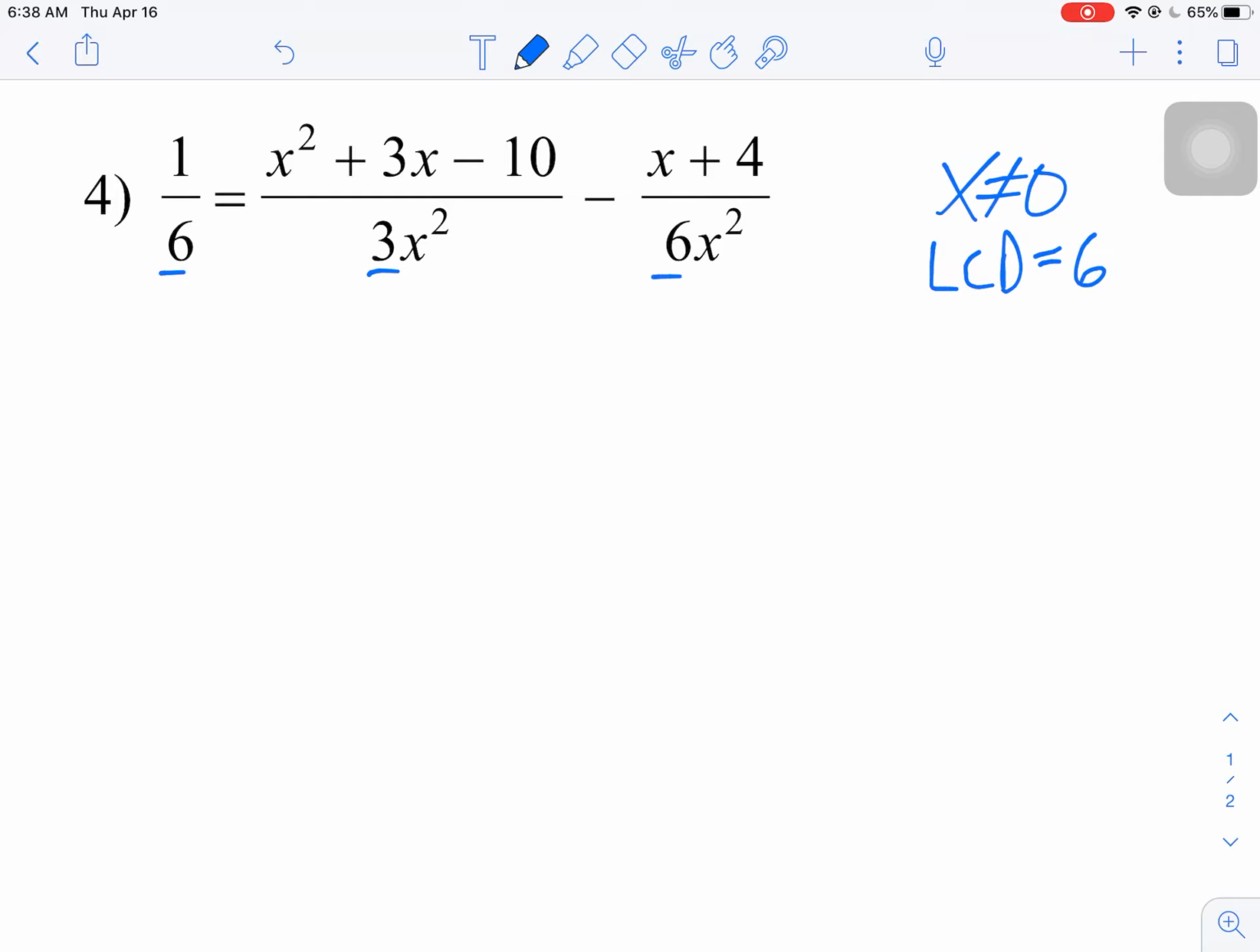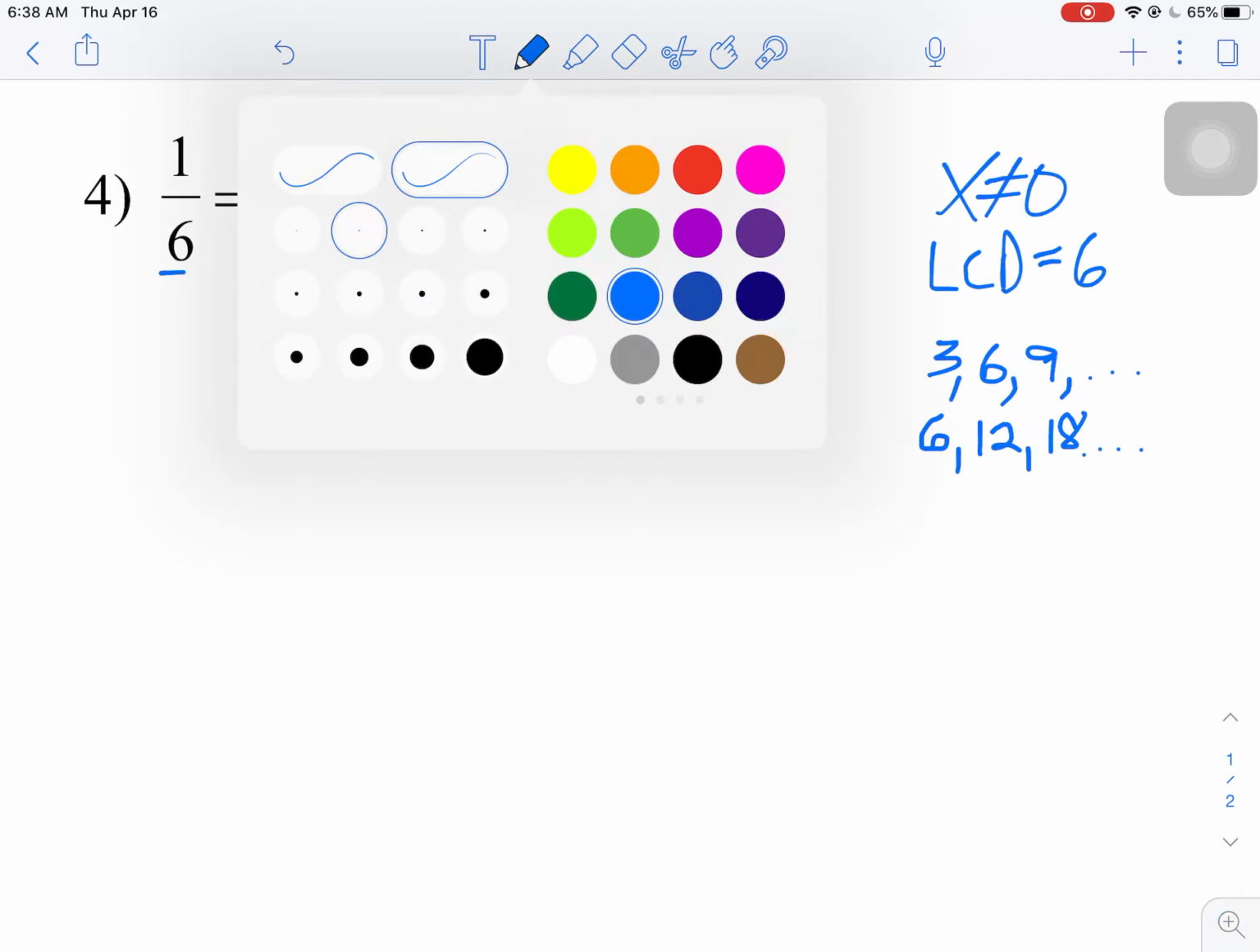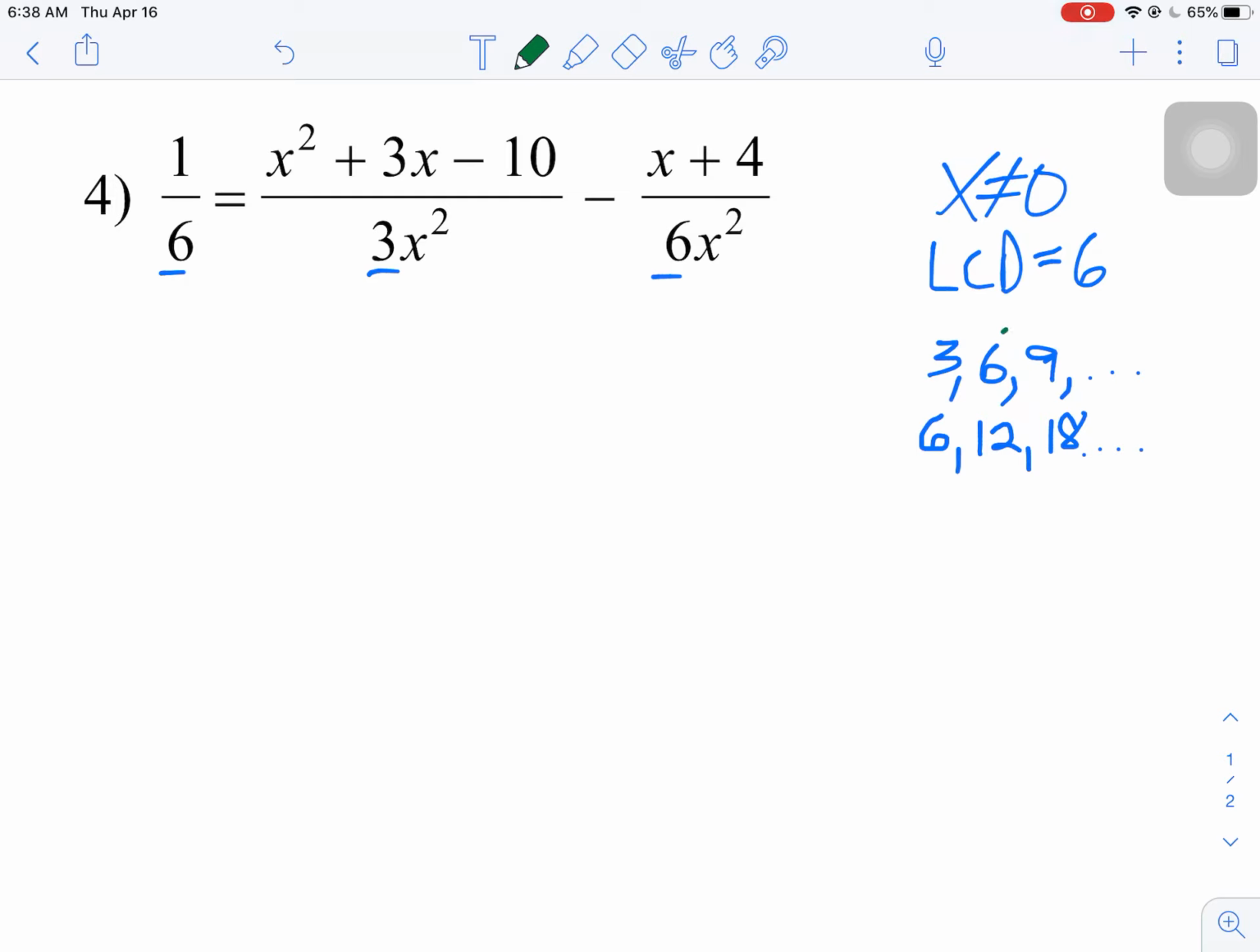I think a lot of time people get confused between multiples and factors. If I was thinking of multiples of 3, I would basically be counting by 3. So 3 times 1 is 3, 3 times 2 is 6, 3 times 3 is 9, and so on and so forth. Multiples of 6 would be counting by 6. So 6 times 1 is 6, 6 times 2 is 12, 6 times 3 is 18, and so on and so forth. So the smallest multiple that 3 and 6 share is 6. So that's why 6 is going to be part of our least common denominator.